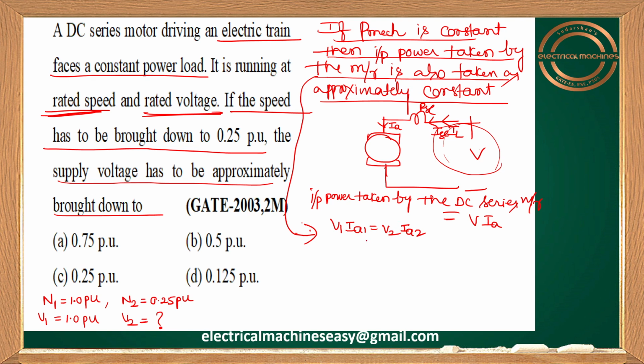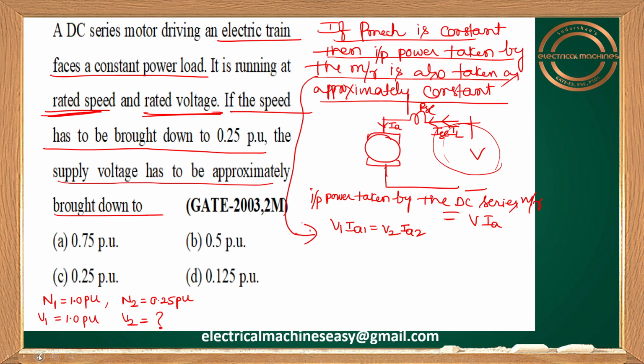Please do one thing here. It is running initially at rated speed and rated voltage. The speed has to be brought down to 0.25 per unit. Then the supply voltage has to be approximately brought down to. So guys, please try to tell me, I'll ask one simple question here.